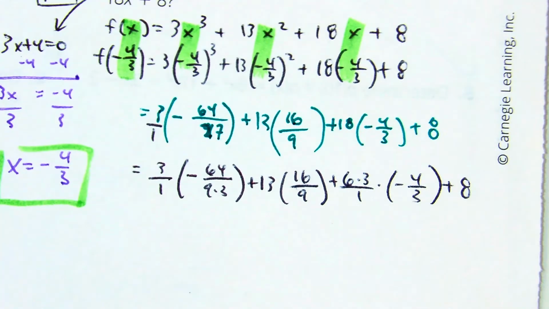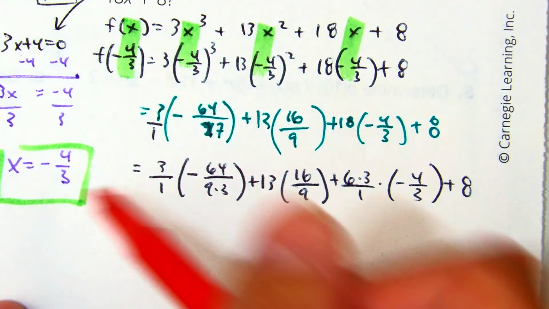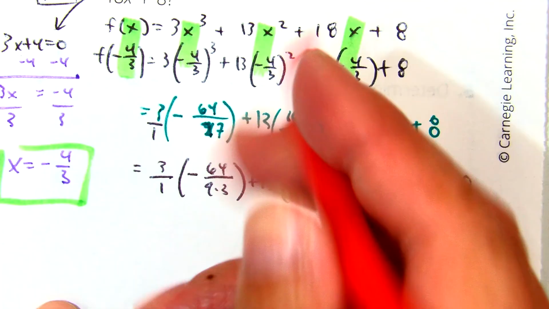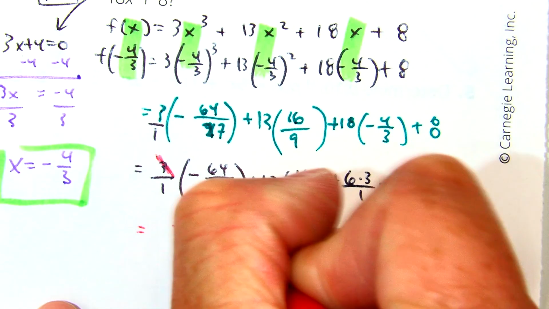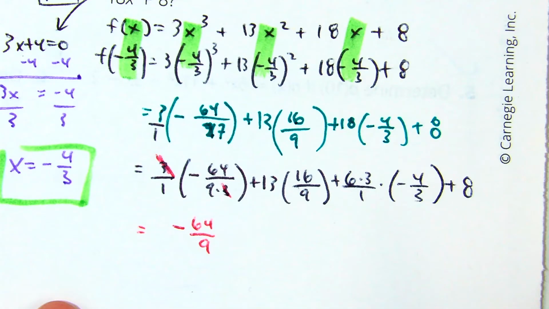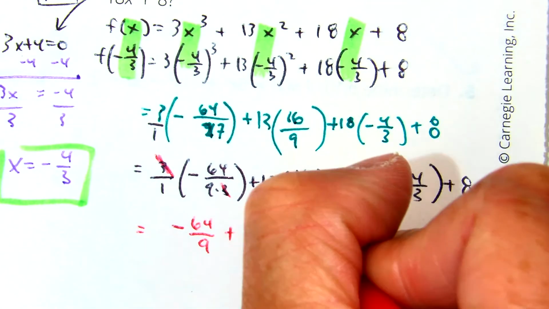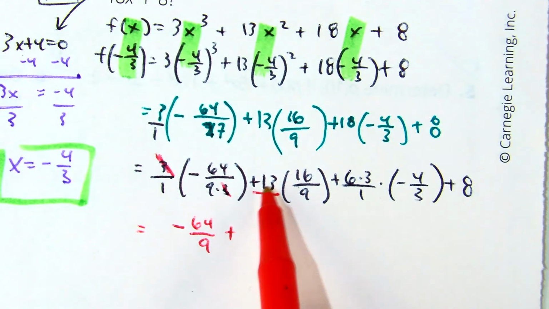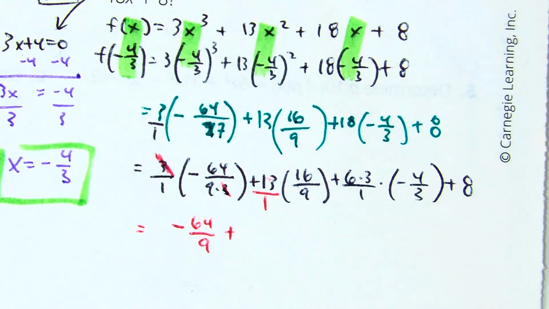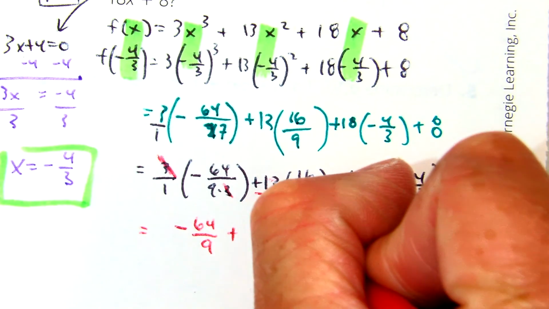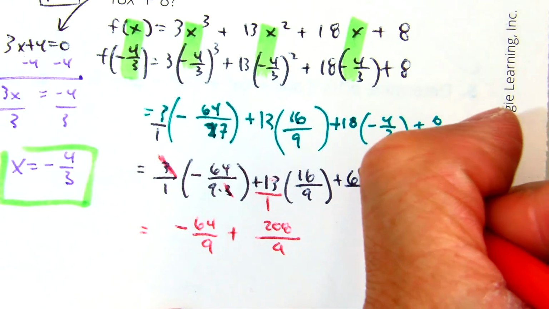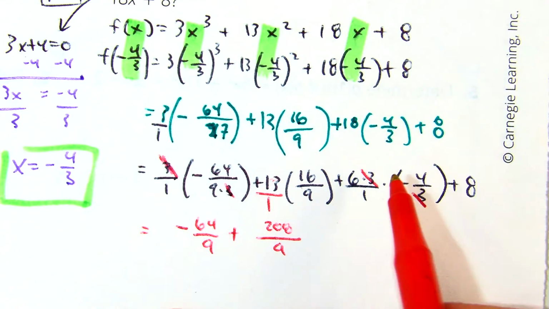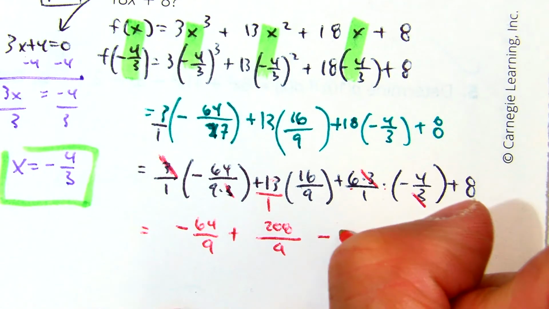And you might be asking, why am I doing all this work with a fraction? Because they have a fraction. They actually didn't give us a decimal. I'm going to cancel my 3's there. So that one becomes negative 64 over 9. That one I'm just going to multiply, so 13 over 1. So I'm just going to multiply across 4 fractions. 208 over 9. My 3's I'm going to cancel here. So I have 6 times negative 4, which is negative 24, plus 8.